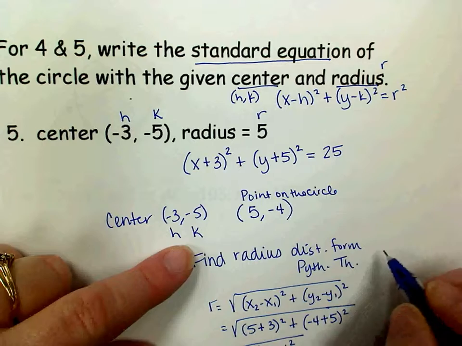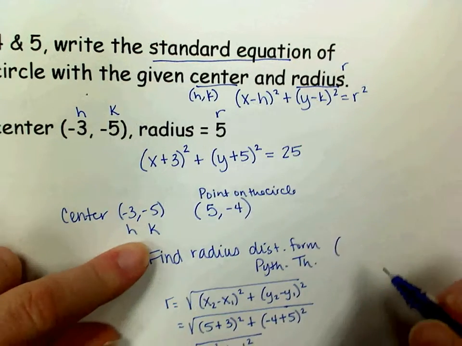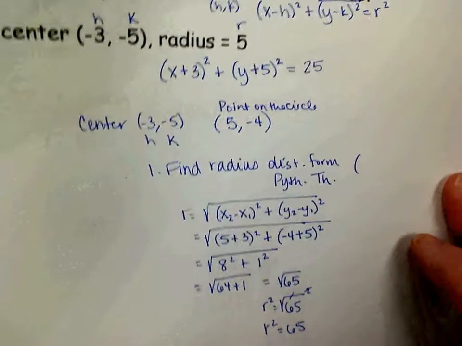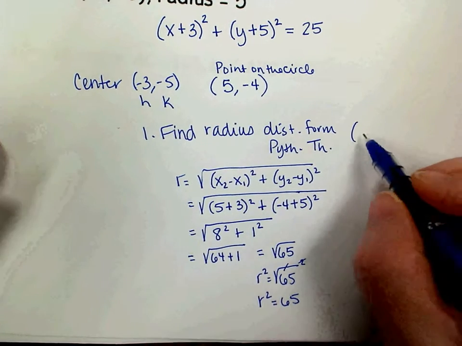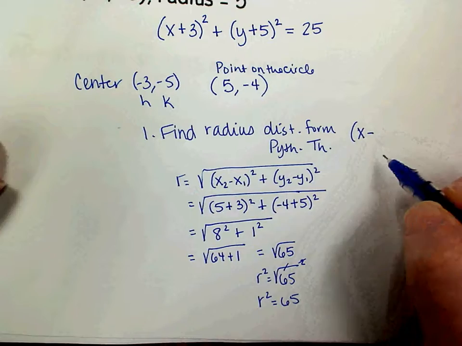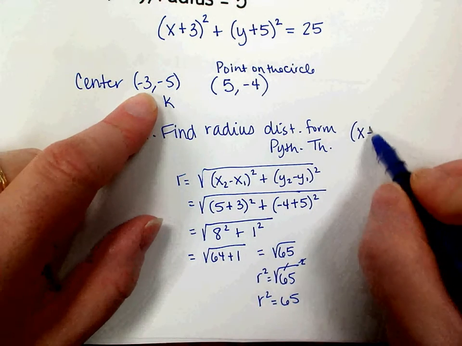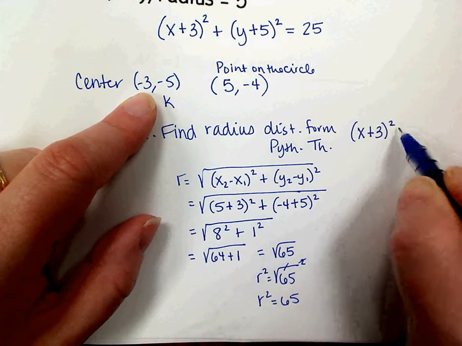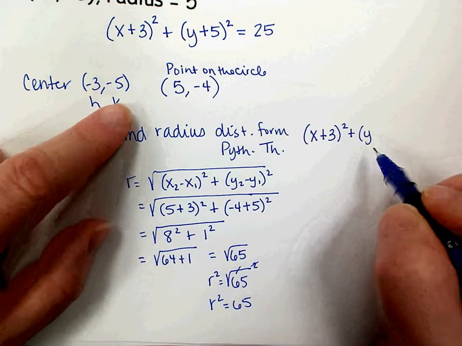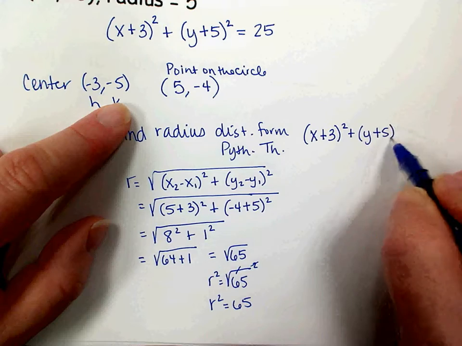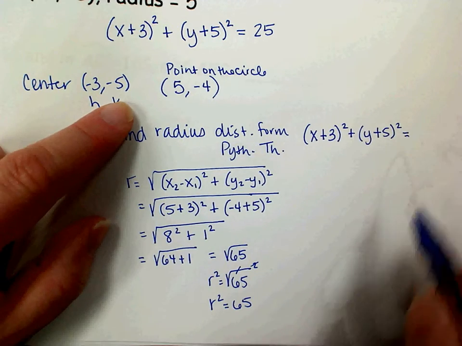I'm going to have my x minus h squared. Oops, I didn't see that was off the screen there. There's my work that I was talking about. In our equation, we have x minus h, so x minus -3 is x plus 3 squared, plus y minus k, so y minus -5, again, is y plus 5 squared, equals the radius squared.